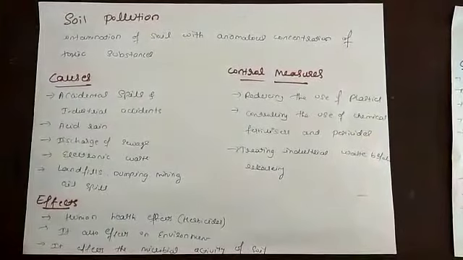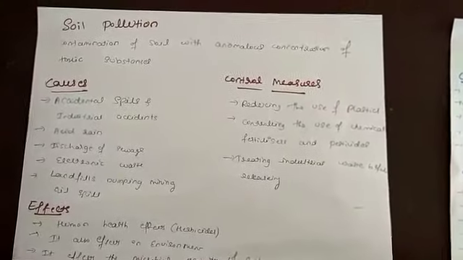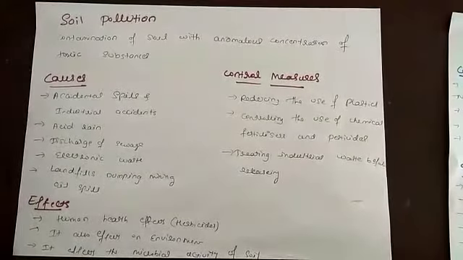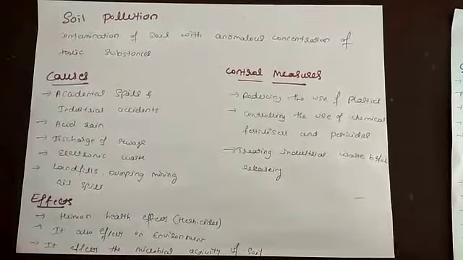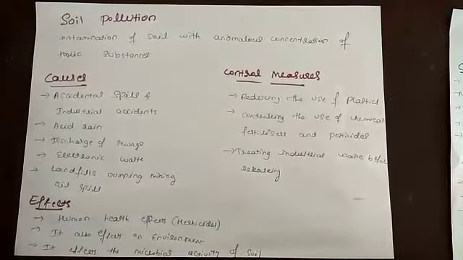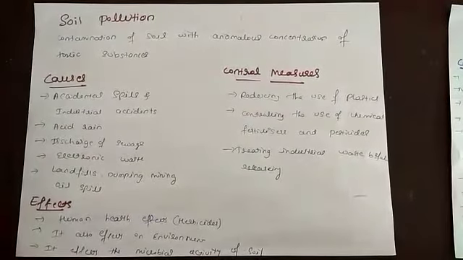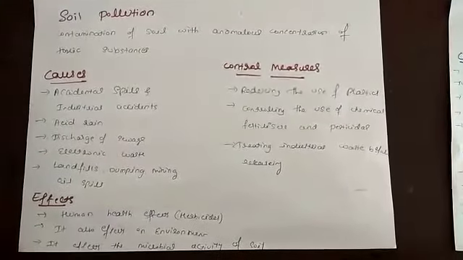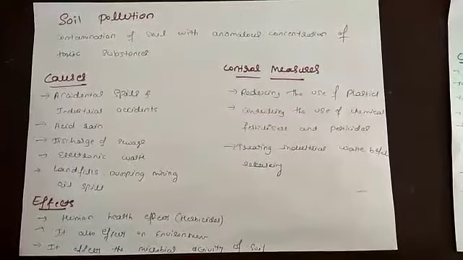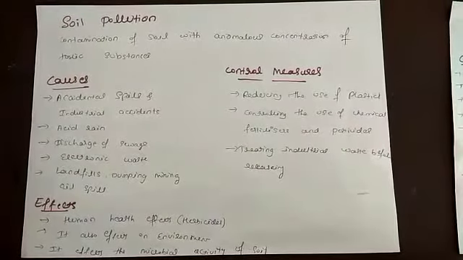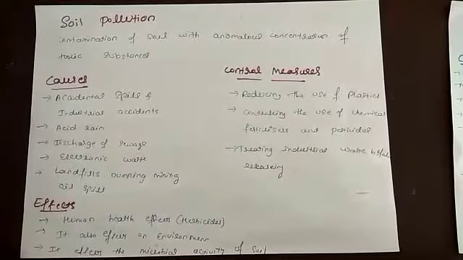What are the causes, effects and control measures? The causes are accidental spills and industrial accidents, acid rain, discharge of sewage, electronic waste, landfills, dumping, mining activity and oil spills. It may be by industry, or we are throwing sewage and electronic waste like gadgets and phones onto the soil. It is not degrading, so the soil gets polluted.